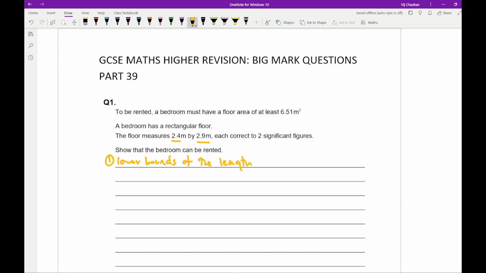Now, to two significant figures, that represents the number after the decimal point, so we're looking at tenths. So to find this, we need to do 2.4 plus or minus, and then if we're looking at tenths, we divide that by 2, which gives us 0.05. So we want to add and subtract 0.05 to find the upper and lower bound. Now, because we're looking for the lower bound, we're going to be taking away, so that is going to give me a value of 2.35.